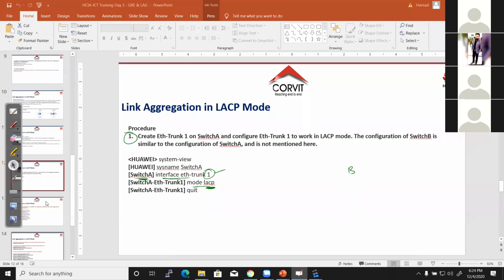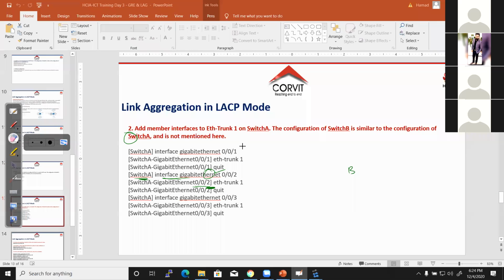And what is step number 2? Obviously, you need to add the member interfaces. You need to map them all. The first 3 ports you need to map with this Eth-Trunk. This is the second step. And the same step you will be doing on switch B. You will access the same interfaces, and you will map them with the logical bundle. That is your step number 2.